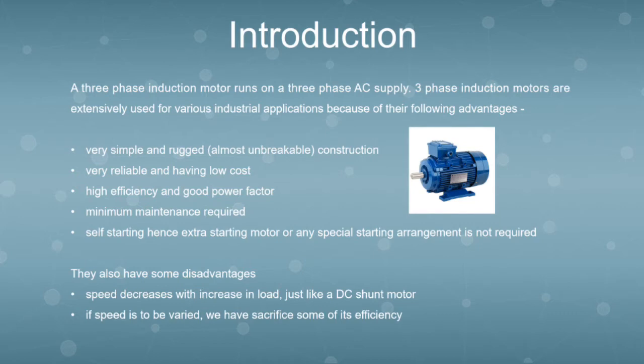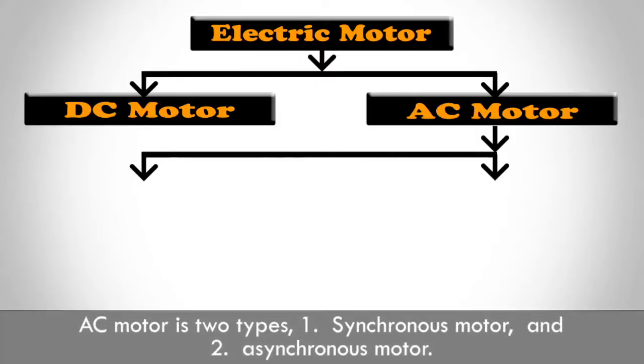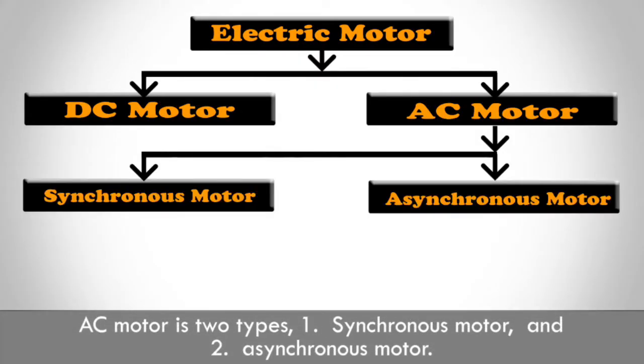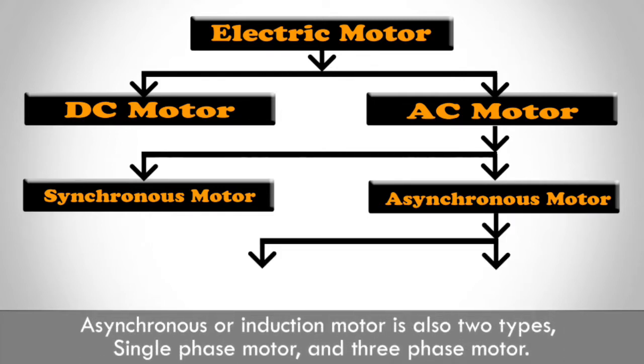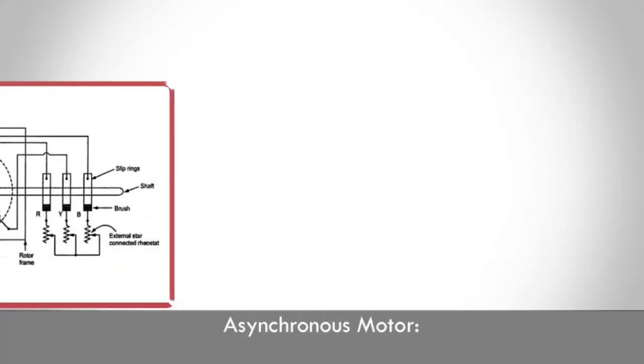However, it also has some disadvantages such as the speed will decrease when the load increases, and when the speed increases, the efficiency will become lower. Basically, we have two different types of motor. As for the AC motor, we have synchronous and asynchronous motor. And for the asynchronous motor, we have the single phase and three phase motor.